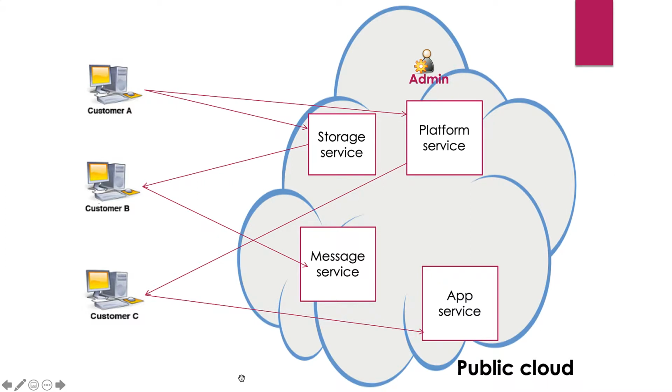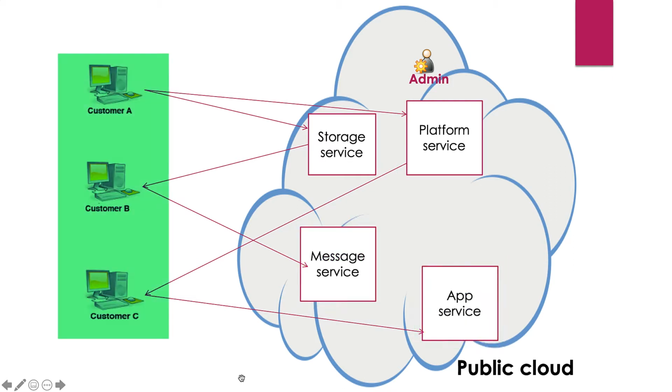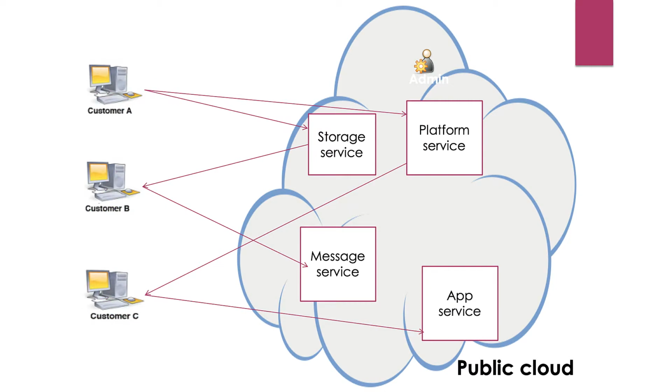Here we can see three customers called A, B, C. All of them are accessing this public cloud, and there is one central admin. He can manage all of the services like storage service, platform service, message service, and app service, etc. These three customers can access any of these services they want without any redundancy and without any deadlock. That is the main specialty of public cloud. This is how the public cloud works.